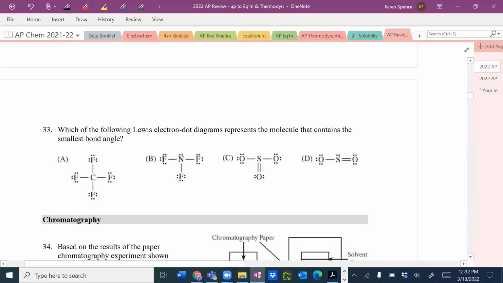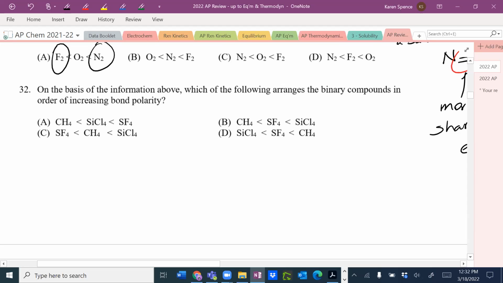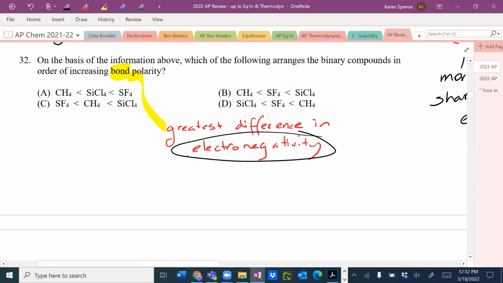Okay, number 32. Which of the following arranges the binary compounds in order of increasing bond polarity? So not molecular polarity, but bond polarity. So when we're looking at bond polarity, we're looking at the greatest difference in electronegativity. And remember, electronegativity is the ability to pull bonding electrons towards itself.